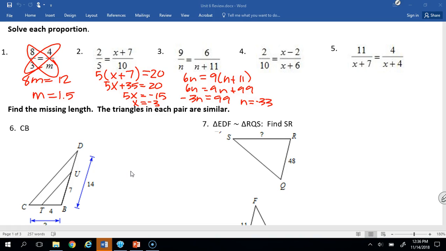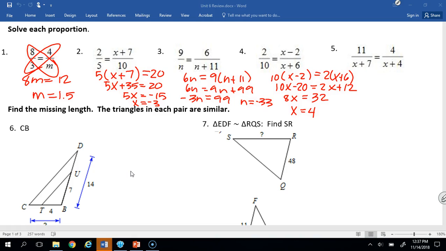Number 4, again, cross multiply. So we're going to do 10 times x minus 2, and that equals 2 times x plus 6. This is going to be 10x minus 20 equals 2x plus 12. Subtract 2x from both sides. That gives me 8x over here. Add 20 to both sides. That gives me 32. Divide both sides by 8. x equals 4.